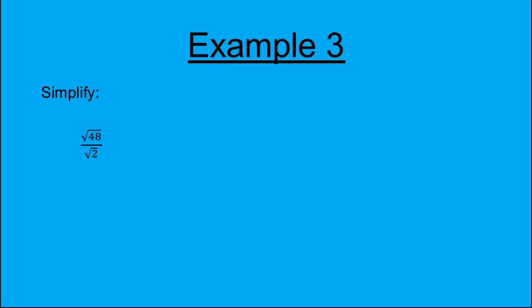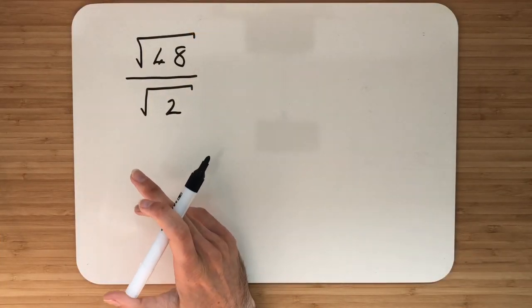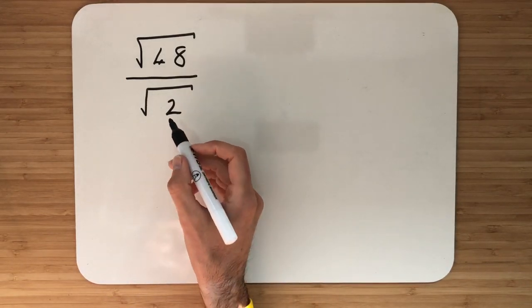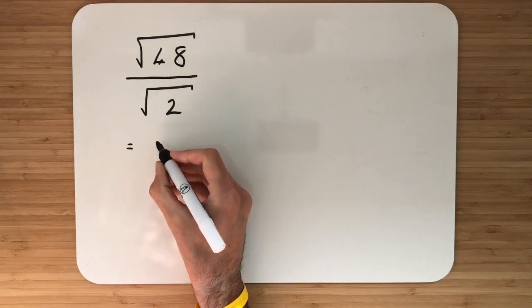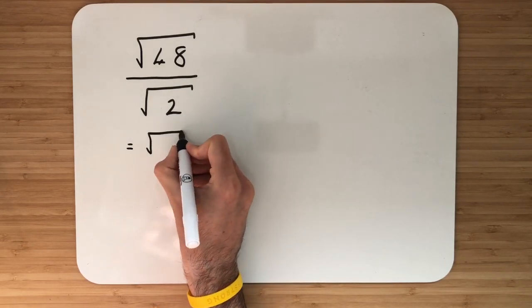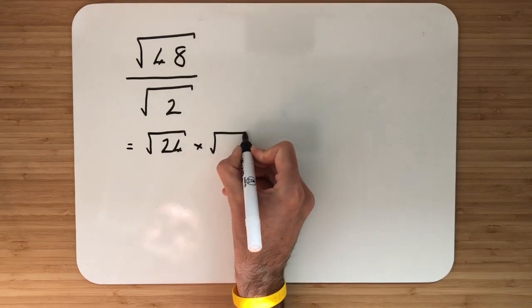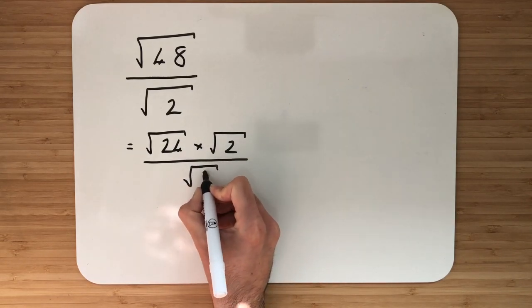Example 3. Simplify root 48 divided by root 2. In this example, we have root 48 divided by root 2. Now there are two ways that we can approach this. To begin with, we could try and simplify the surd down. So if we look here, for root 48, that's going to be root 24 multiplied by root 2 divided by root 2.